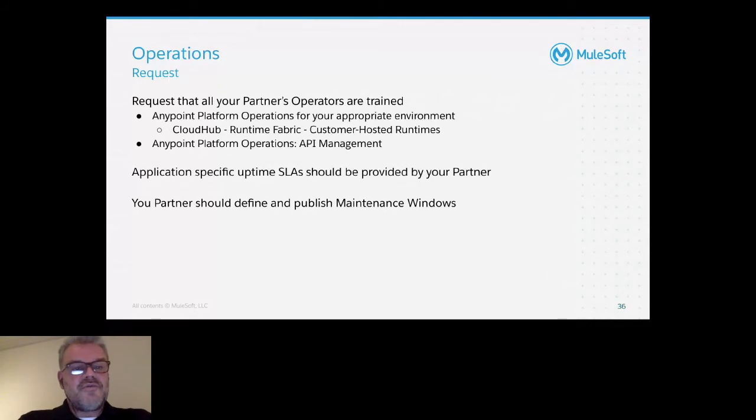And finally, what should you request from your partner? First of all, request that all your partner's operators are trained. There are specific trainings for operators, both on CloudHub, Runtime Fabric, and customer-hosted runtimes, and also about API management. You should request application-specific uptime service level agreements. They should be provided by your partner, and your partner should define and publish maintenance windows so that you know exactly when to expect outages.